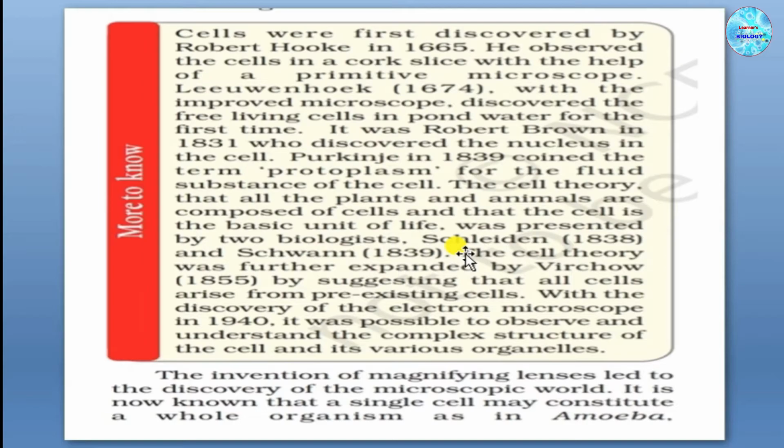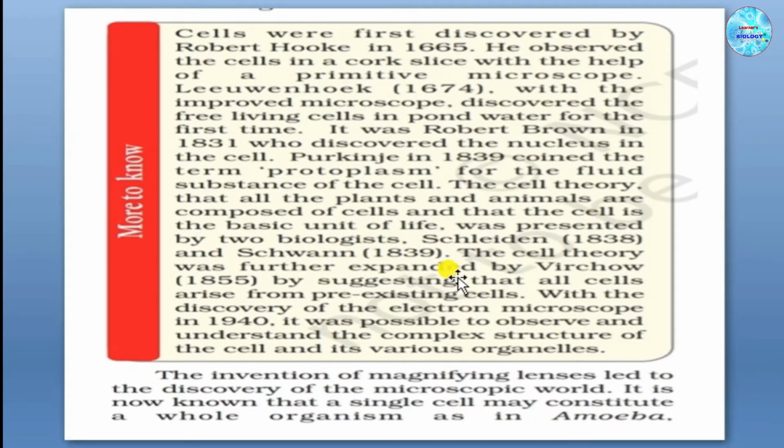The next discovery was done by Schleiden and Schwann in 1838 and 1839 respectively. So Schleiden and Schwann proposed the cell theory. Now what is cell theory? The cell theory says that all the plants and animals are composed of cells and the cell is the basic unit of life. So this is the cell theory which was proposed by two biologists, Schleiden and Schwann.